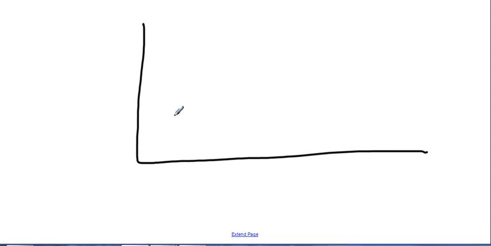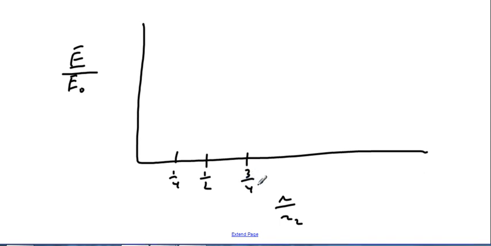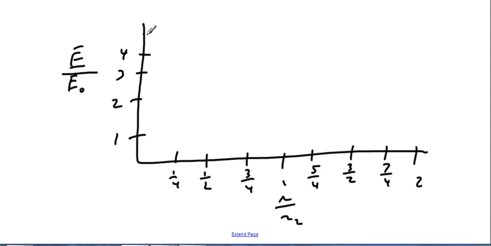The electric field, we're going to do the same thing. We're going to have E over E naught, and we're going to have r over r2. And we're going to go with 1/4, 1/2, 3/4, 1, 5/4, 3 halves, 7/4, 2. And we'll go out 1, 2, 3, 4, 5.